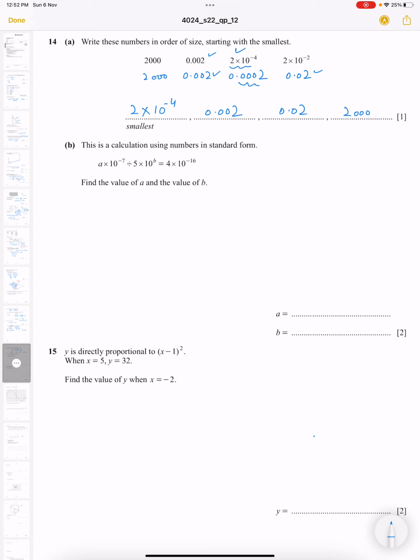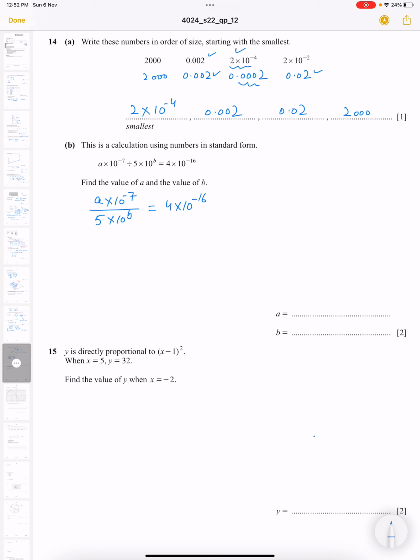This is a calculation using numbers in standard form. A times 10 to the power minus 7 divided by 5 times 10 power B is equal to 4 times 10 power minus 16. Let's solve it to find out A and B. A times 10 power minus 7 divided by this, we can write it as 5 times 10 power B to make it a more understandable form.